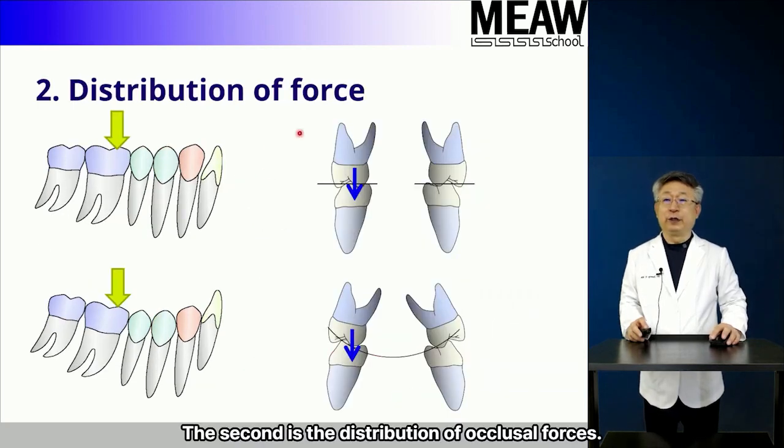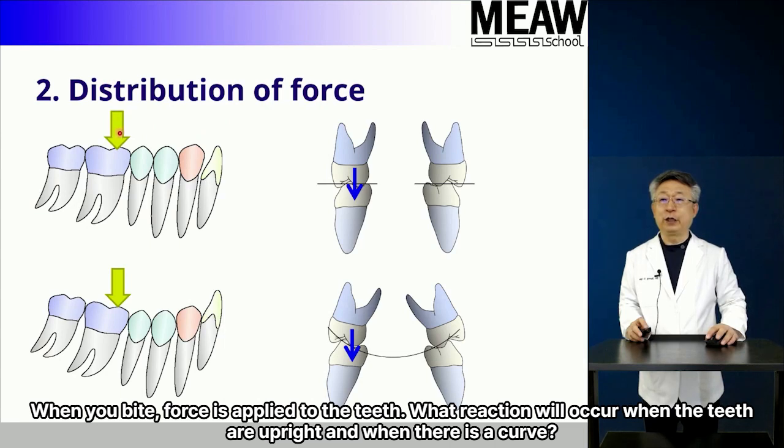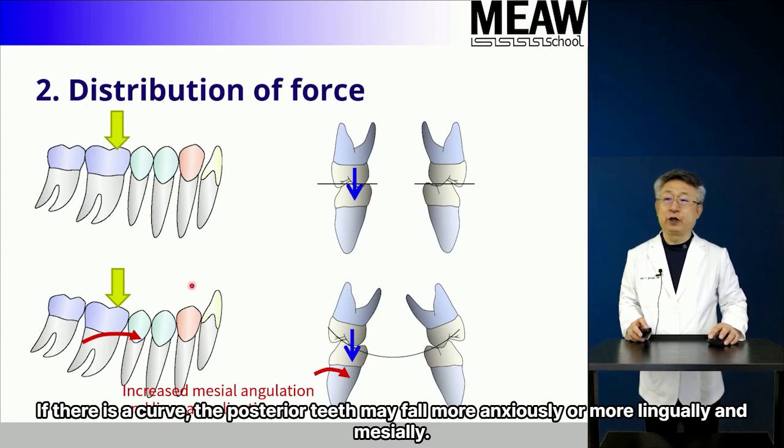The second is the distribution of occlusal forces. When you bite, force is applied to the teeth. What reaction will occur when the teeth are upright and when there is a curve? If there is a curve, the posterior teeth may fall more buccally or more lingually and mesially.